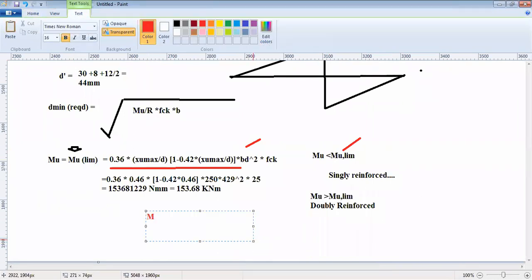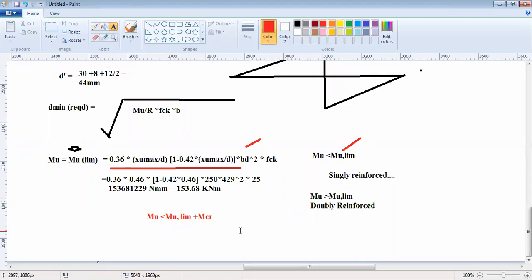So then your Mu will be your load. It has to be less than, in a doubly reinforced section, Mu limiting plus M taken by the compression reinforcement. That should be your equation then. So we will revise this question and we will solve it in the next class. Probably we might have that in a couple of days. We'll take another class. Okay, so does anyone have any question?